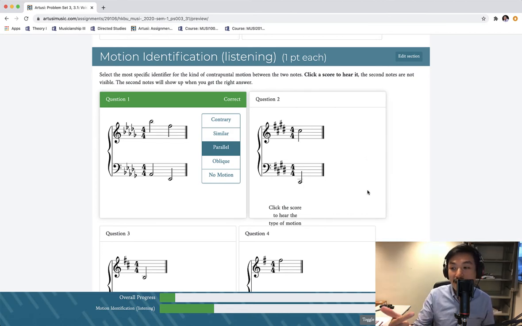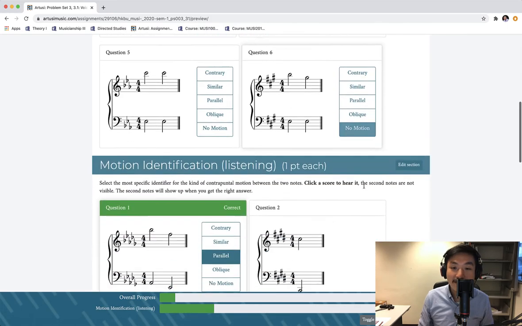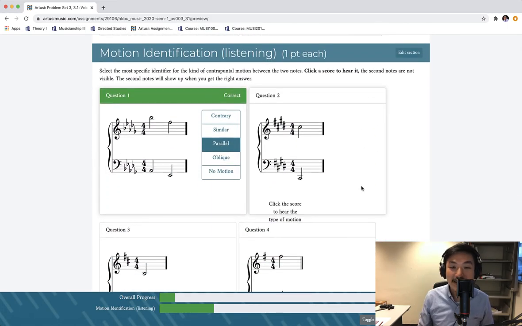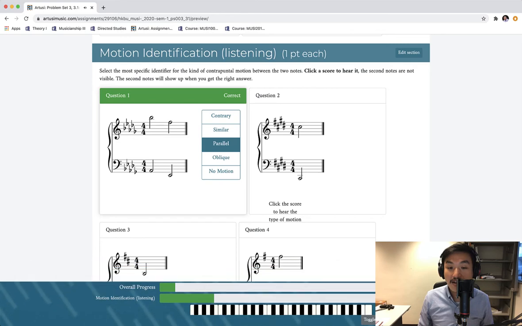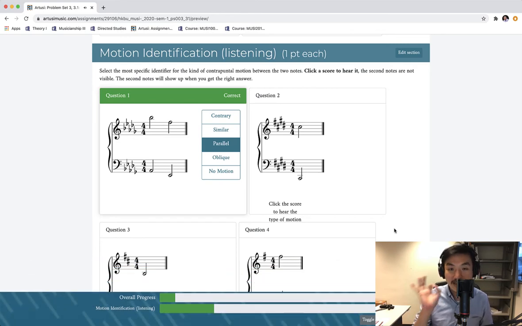This section works in conjunction with the first one. So it's really good to start trying to hear some of these things. It's best if you use the piano. You can use that here on the bottom to help you find the notes so you can get the answer correct.